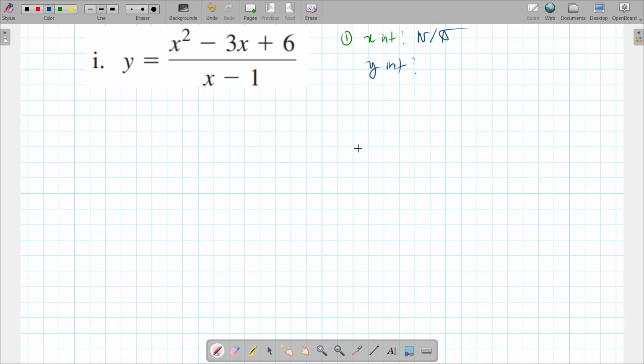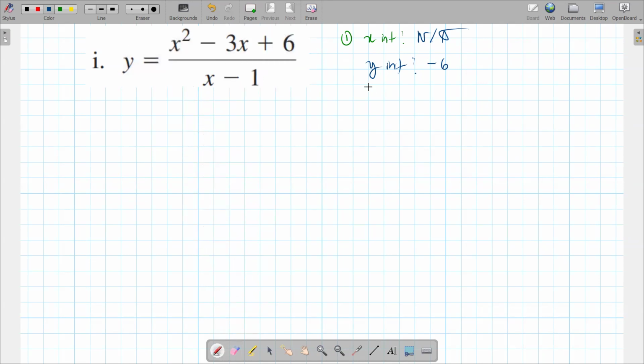How do we find the y-intercept? You set the x's to 0. Yep. So you find f of 0. So look at this. If you find f of 0, this becomes a 0. This becomes a 0. 3 times 0 is a 0. This becomes a 0. So what you're left with is 6 over -1, which is -6. So your y-intercept is -6.